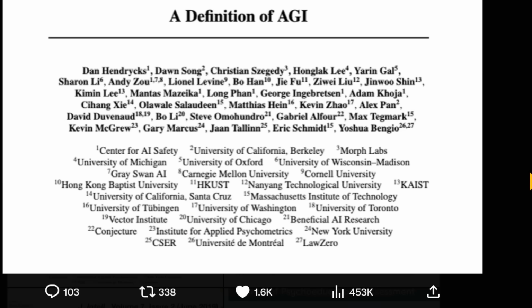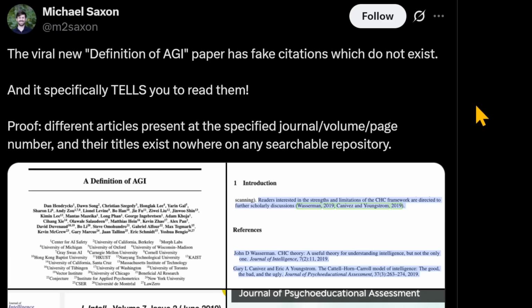In other news, many AI researchers came up with a paper called A Definition of AGI. Now, a lot of them are AI safety researchers. These are the people that are concerned about the existential risks of AI. We have Dan Hendrycks, Max Tegmark, Gary Marcus, Eric Schmidt, Yoshua Bengio, and many, many others. Unfortunately, a lot of these citations in the paper do not exist. The paper specifically tells you to read the books mentioned, but the books and citations don't exist.